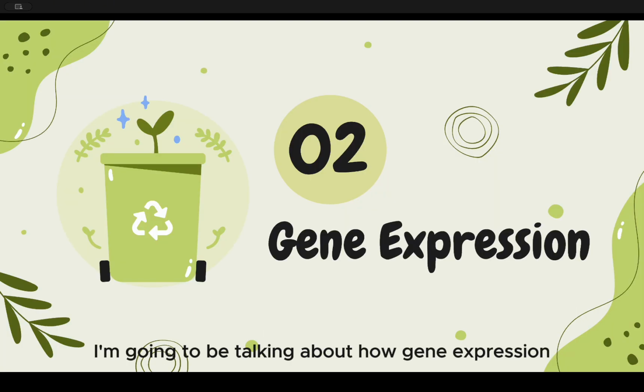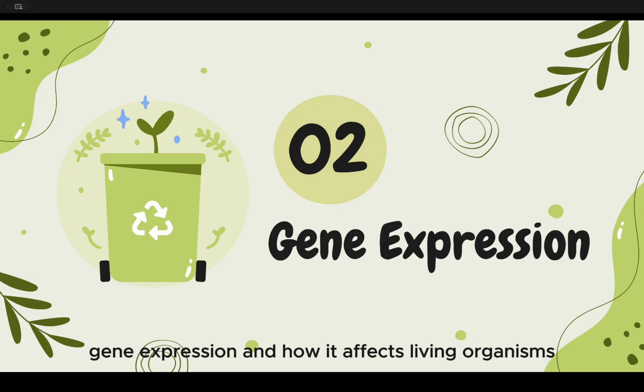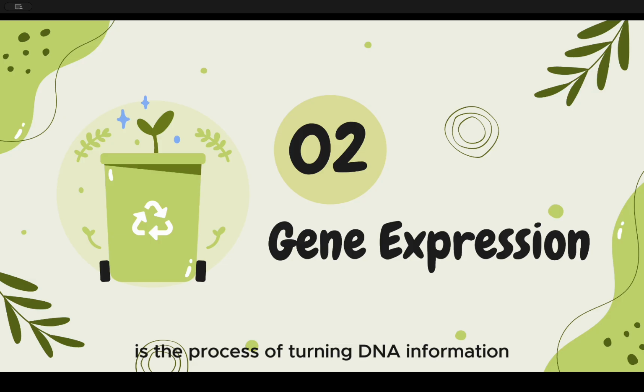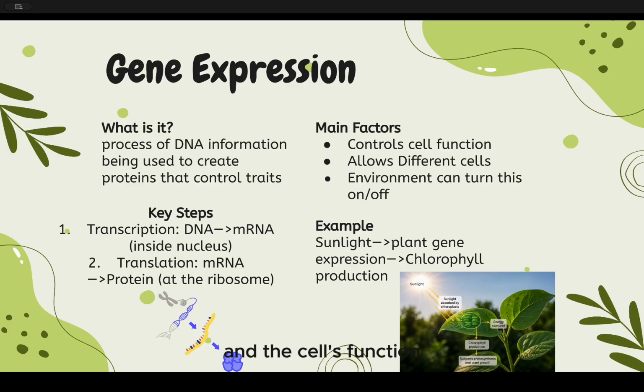I'm going to be talking about gene expression and how it affects living organisms. So gene expression is the process of turning DNA information into a protein. These proteins are able to control traits and the cell's function, and they help determine how the organism survives and how they respond to their environment. The first key step is transcription. The process happens inside of the nucleus of the cell. During transcription, DNA is copied into a messenger RNA, also known as mRNA.